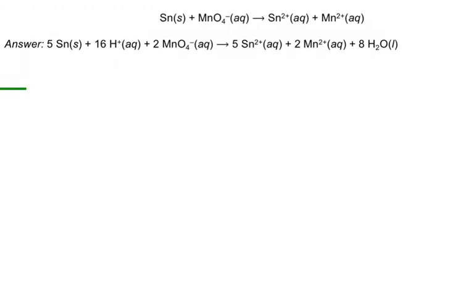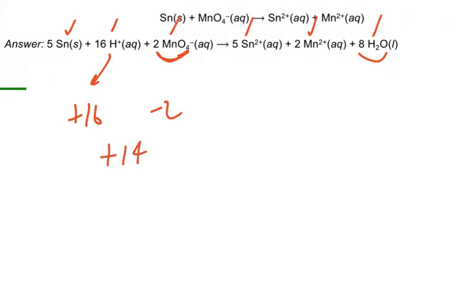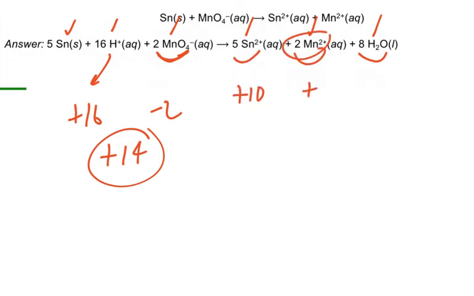So this is the answer that you should have gotten. You'll notice there's 5 tins, 16, 8 times 2 there is 16, 2 Mns, 2 Mns. You got 8 oxygens here, 8 oxygens here. And then the charges, you have a +16 here and 2 negatives here. So the net charge here is +14. Over here you got 5 times 2, which is +10, but you got 2 times 2, which is +4, and this is neutral, so you also got a +14 here. So that's how you balance the charges.